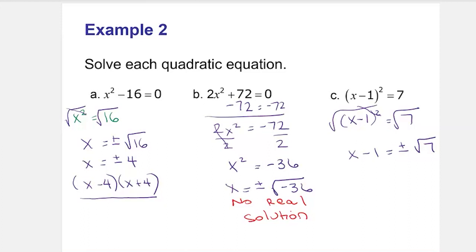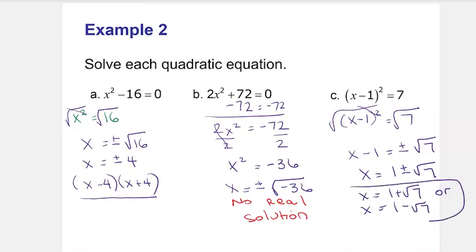And then I would add 1 to both sides. So I would have x equals 1 plus or minus the square root of 7, which is the same as saying x equals 1 plus the square root of 7, or x equals 1 minus the square root of 7. So again, notice we have our two solutions, but we can also write it as plus or minus.